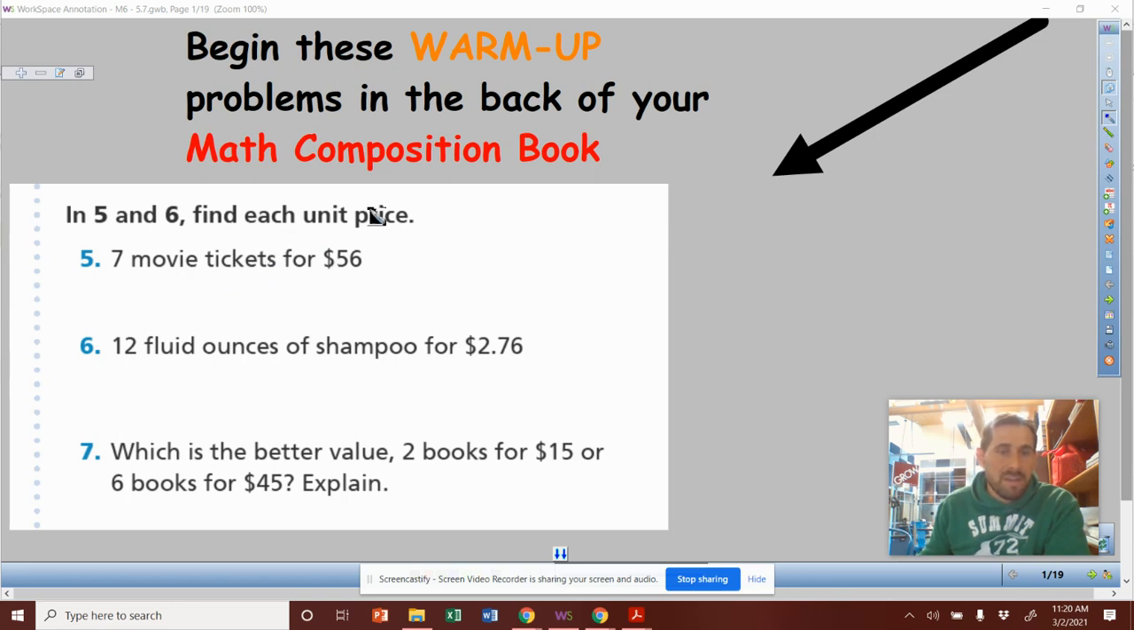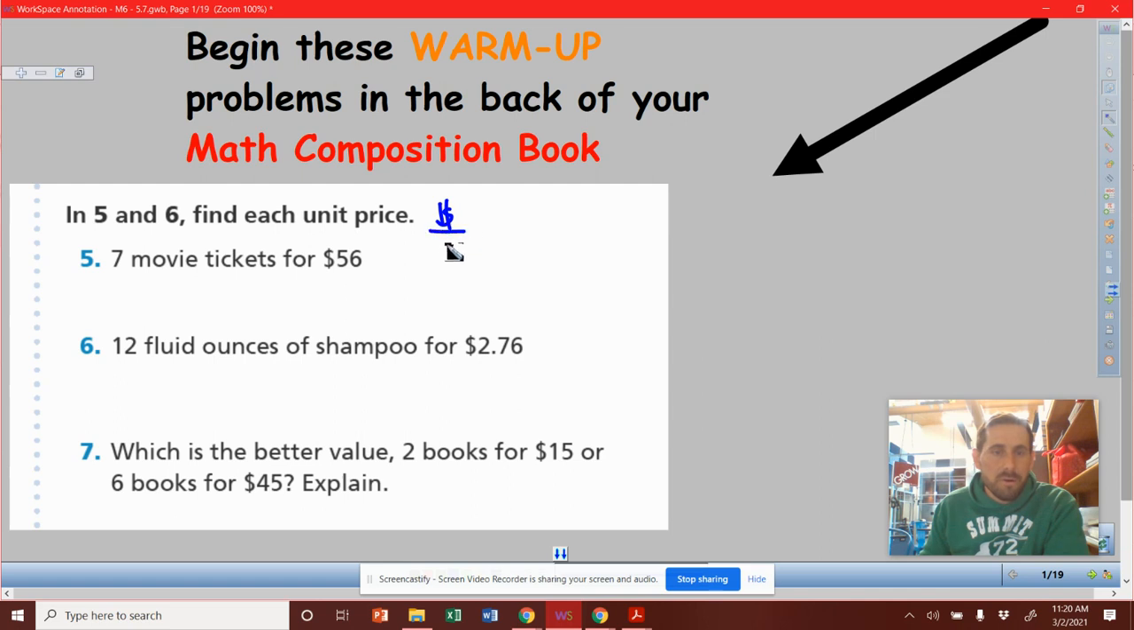So 7 movie tickets for $56. So for me, a more ideal unit rate in this, we've got tickets and price. I'd want to know my price per ticket. I could have done this unit rate the other way around. Put tickets on the top and then price on the bottom. But it doesn't really matter, right? So anyways, let's put our right units in there.